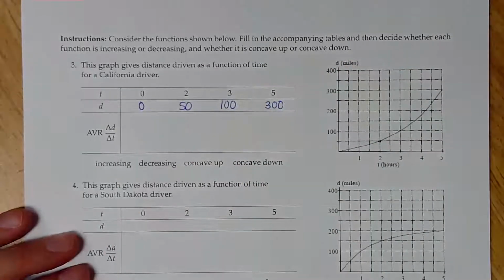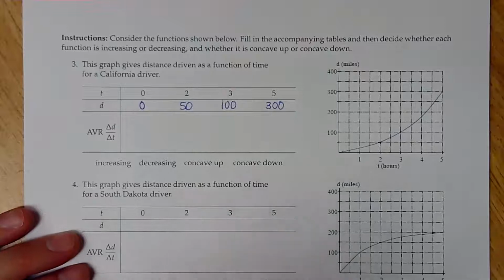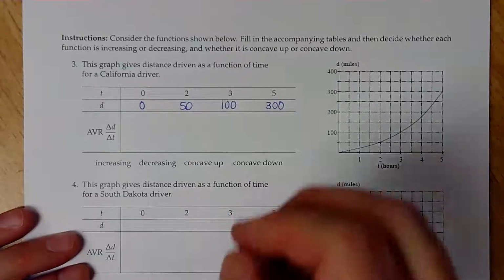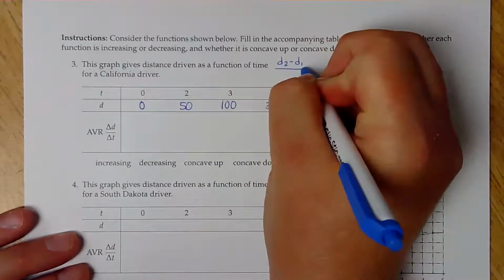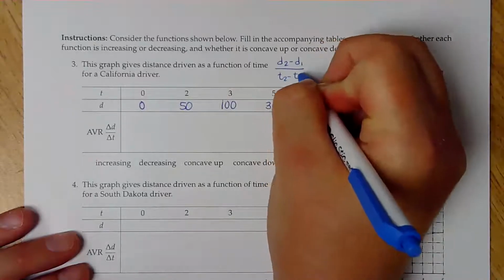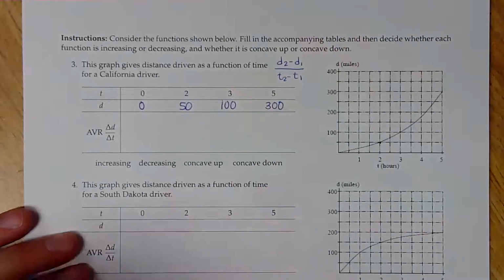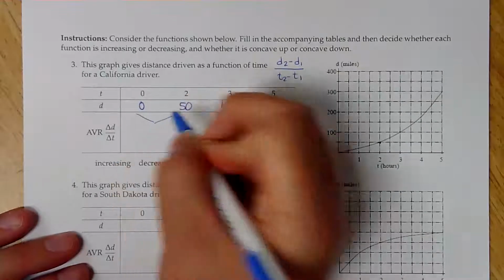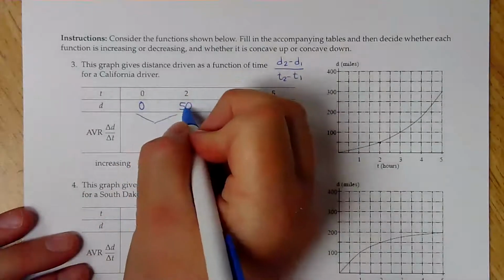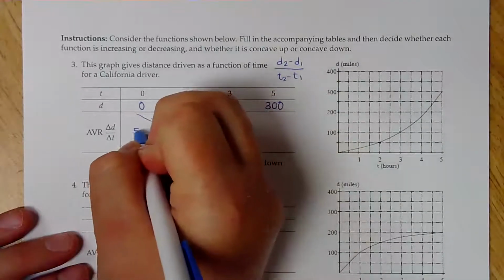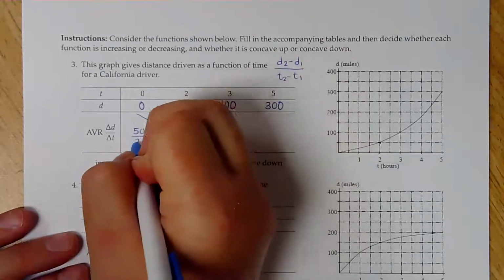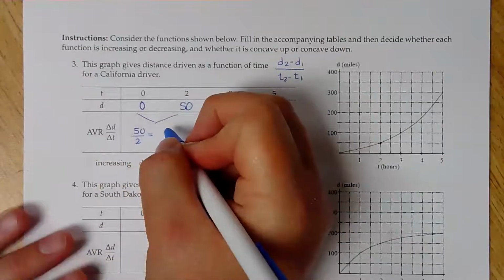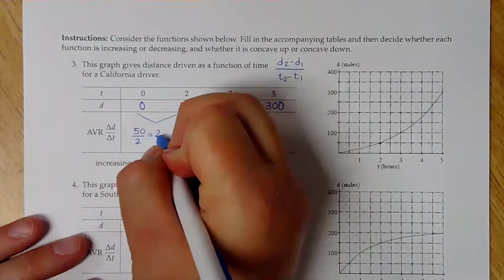And then remember to find our average rate of change, we're going to do our dependent variable subtracted over our independent variable. So for this particular function, we're looking at d2 minus d1 over t2 minus t1 to calculate that average rate of change. I'm going to do that for these two here. The difference in d is 50, and the difference in t, 2 minus 0, is 2. That gives me an average rate of change here of 25.